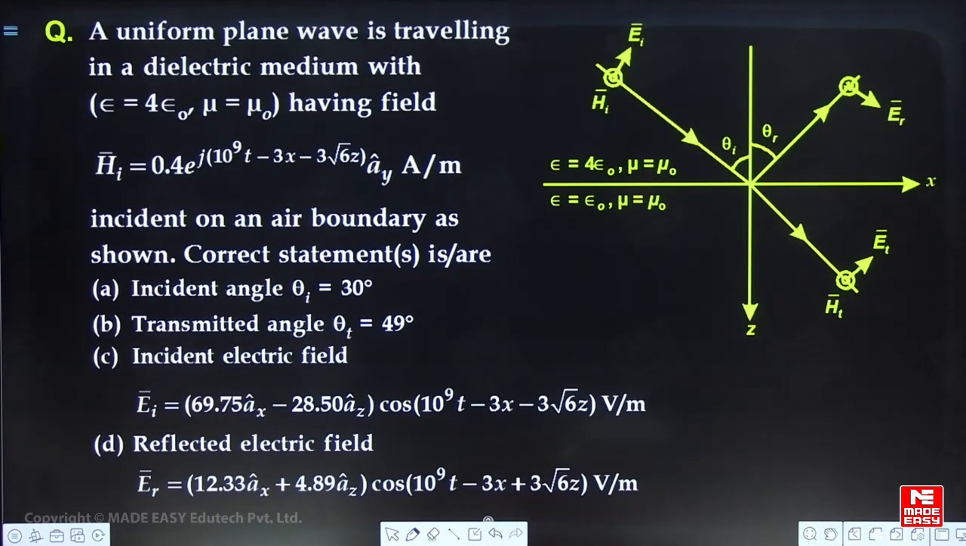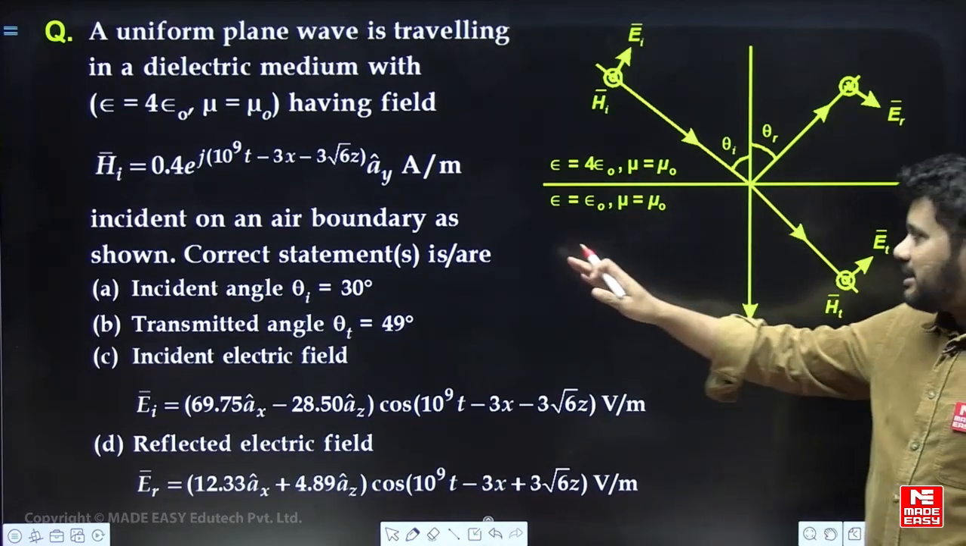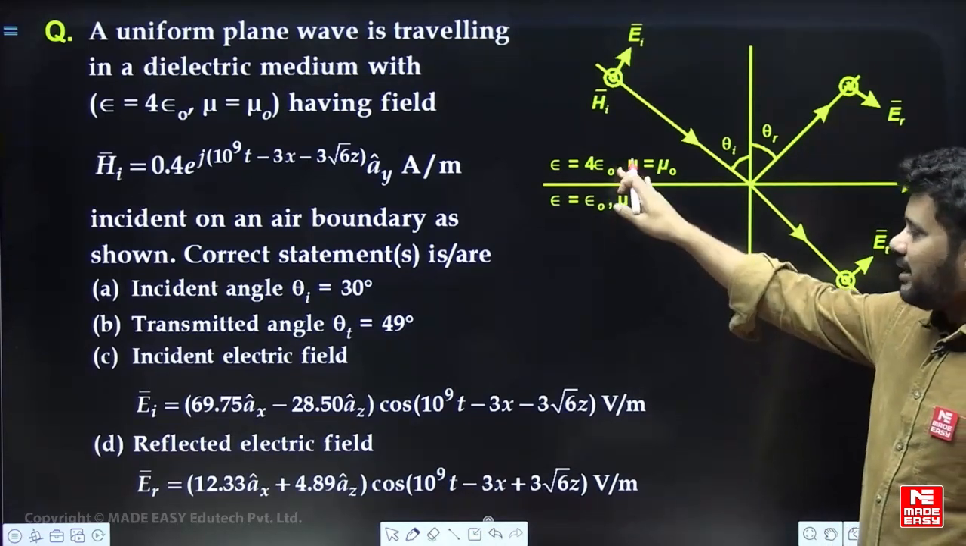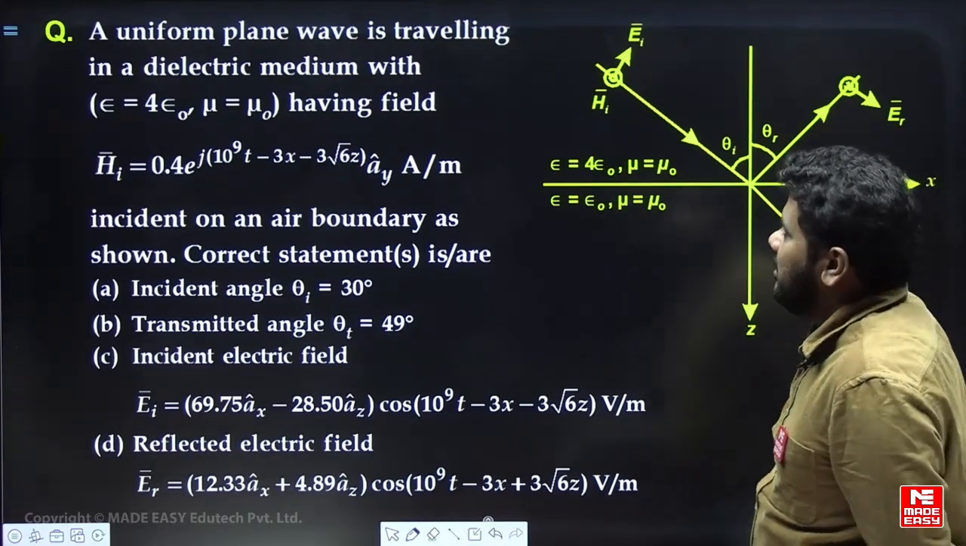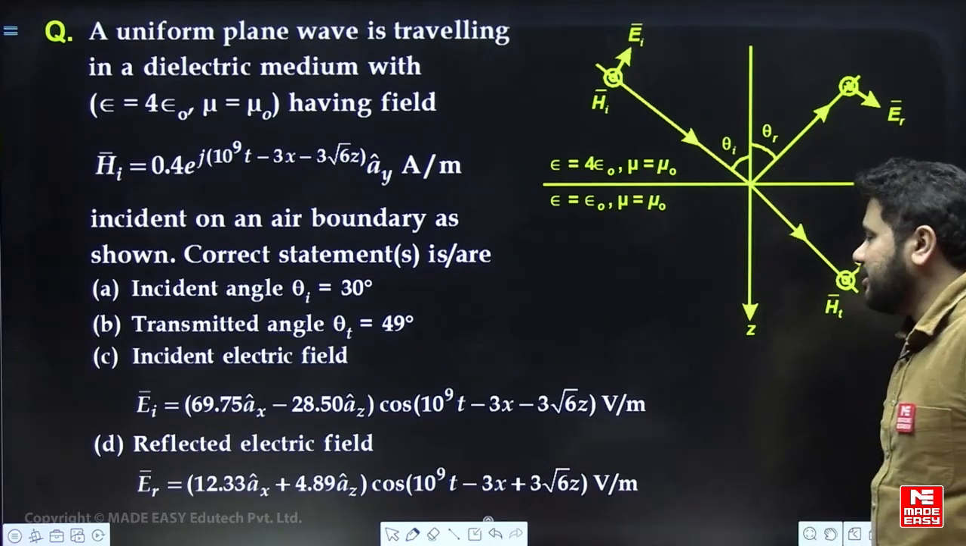This is the question. A uniform plane wave is traveling in a dielectric medium with epsilon equal to 4 epsilon naught, mu equal to mu naught, having incident field H equal to 0.4 e to the power j (10 to the power 9 t minus 3x minus 3 root 6 z) ay ampere per meter, incident on an air boundary as shown, correct. So here the data has been given and even the diagram has been given. So you can see that the below one is your air, above is your lossless dielectric, right?